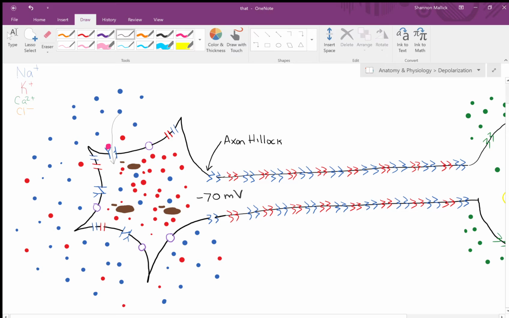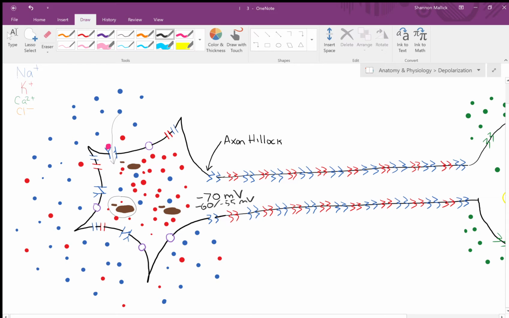The sodium is flowing from a higher concentration to a lower concentration. That's down the chemical gradient, and it's also attracted to these large negatively charged proteins. So it's flowing down its electrical gradient as well, and the positive sodium ion is being attracted to the negative protein. Once the sodium flows in, it's going to raise the voltage of the cell body from -70 millivolts up to -60 or -55 millivolts.